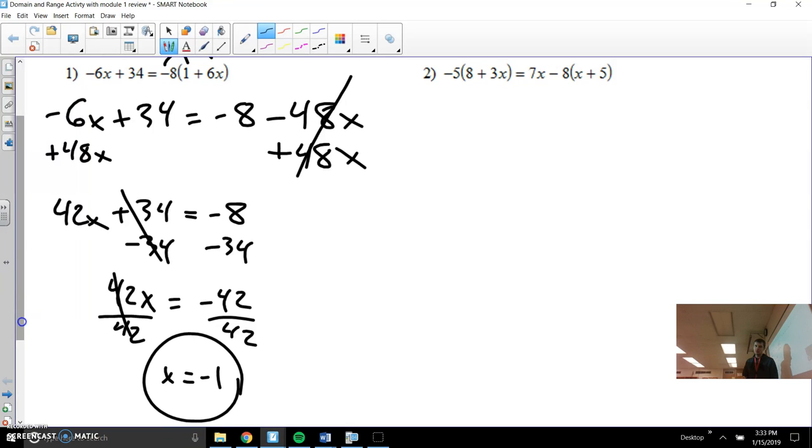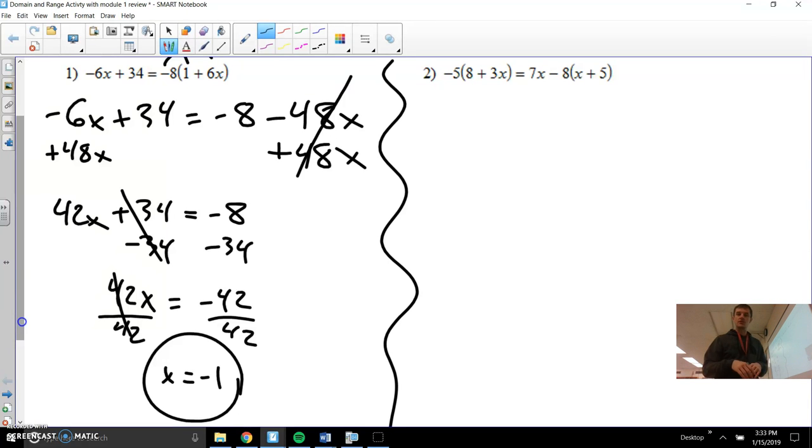So what that means is if you were to plug in negative 1, like if I was to say negative 6 times negative 1, well, that's positive 6. Excuse me. And 6 plus 34 is 40. Well, you would get the same 40 if you put it over here. 1 plus 6 times negative 1, that's really negative 5. And negative 8 times negative 5 is positive 40. So negative 1 makes both of the sides equal. So you try number 2, and we'll check your work tomorrow.